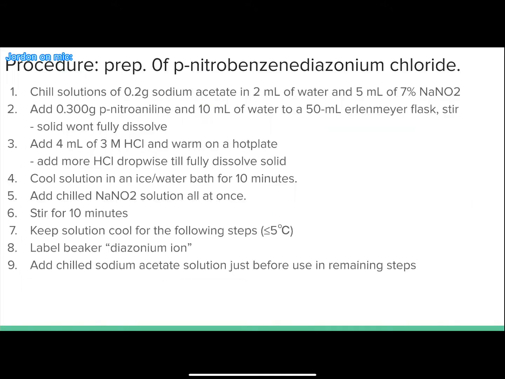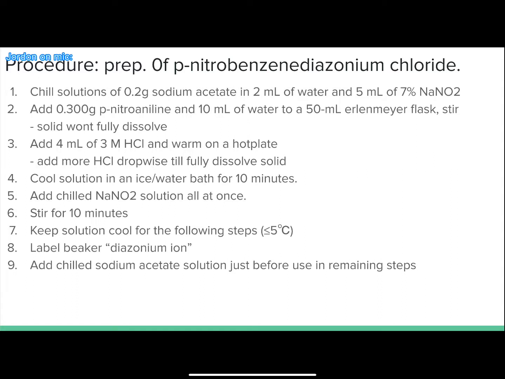In the preparation of p-nitrobenzene diazonium chloride, first, we must chill a solution of 2 grams of sodium acetate in 2 milliliters of water and 5 milliliters of 7% sodium nitrite. Second, add 0.3 grams of p-nitroaniline and 10 milliliters of water to a 50 milliliter Erlenmeyer flask. Stir. Third, add 4 milliliters of 3 molar HCl and warm on a hot plate. Fourth, cool the solution in an ice water bath for 10 minutes.